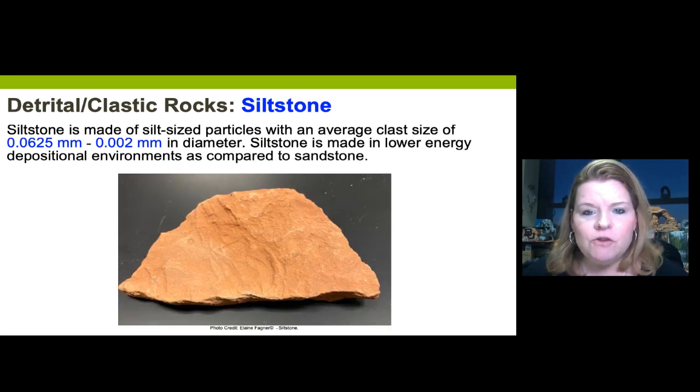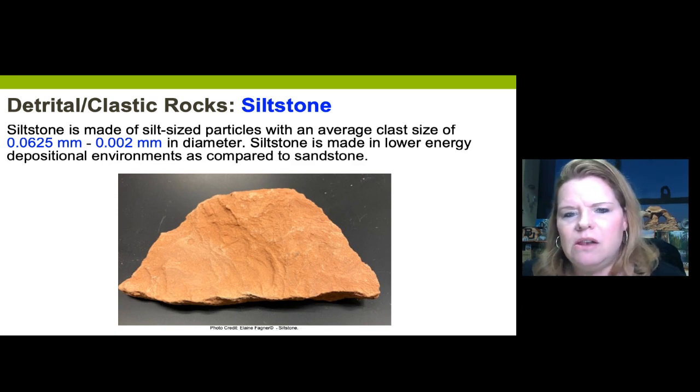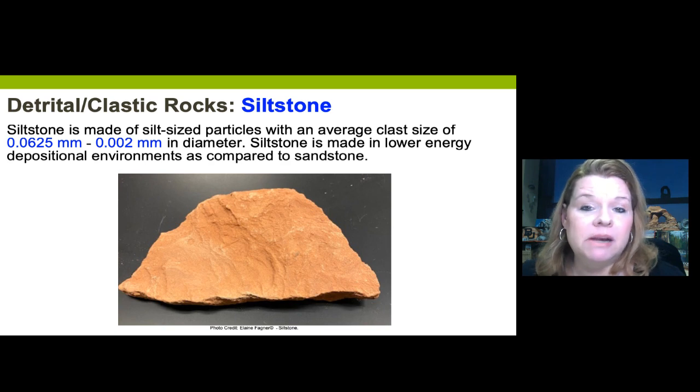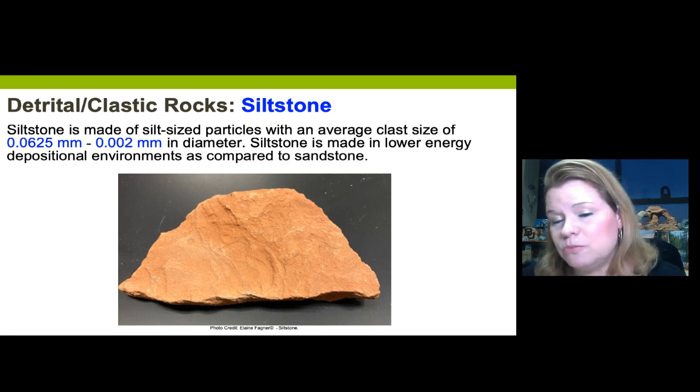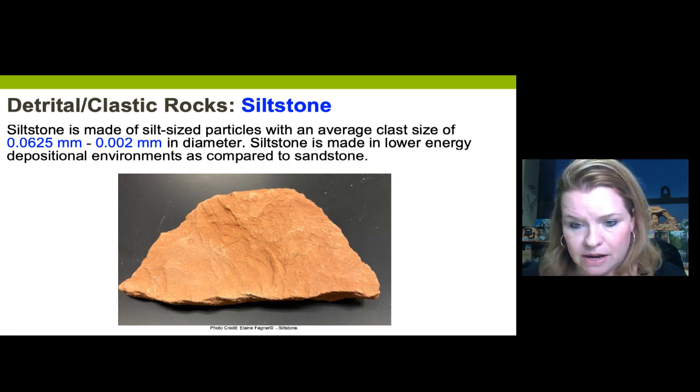So let's move on to siltstone. Well, it kind of looks like sandstone. If you could touch this, it's not as sandy, but it does have a gritty feel, and it's not very smooth. Siltstone is the stuff that is in between sandstone and clay-sized stuff. It's from 0.0625 millimeters down to 0.002 millimeters in diameter.